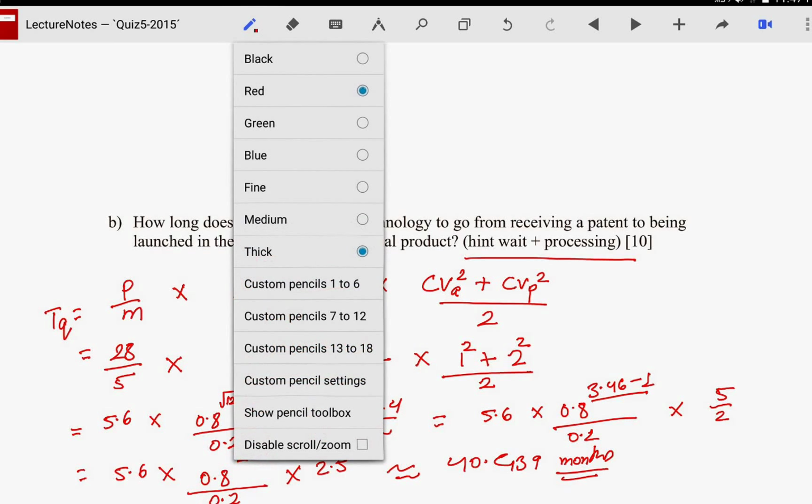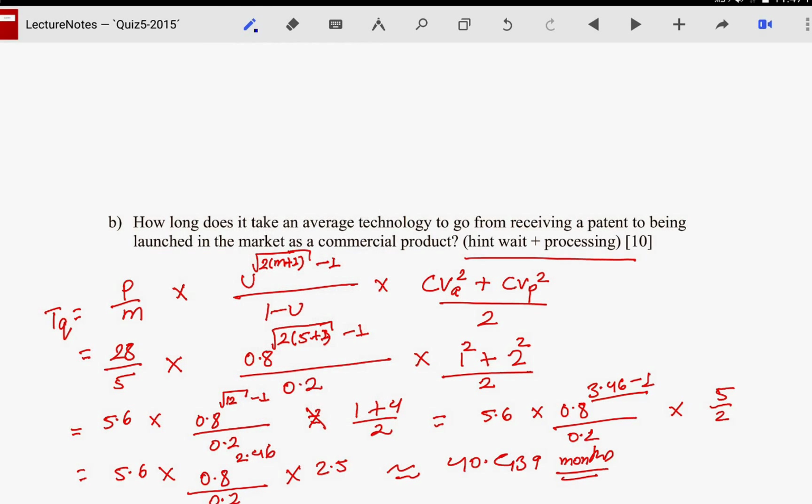Now what do you have? Well, we calculated the wait time, which was 40.439. But the question asked for the total time from receiving the patent to being launched. So it waited, and now it has to be processed, which we know is 28 months. So 40.439 plus 28 is 68.439 months.